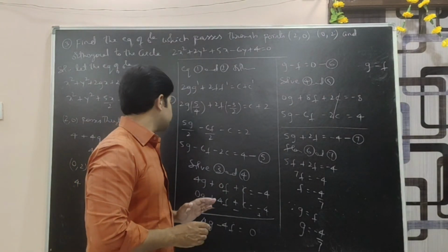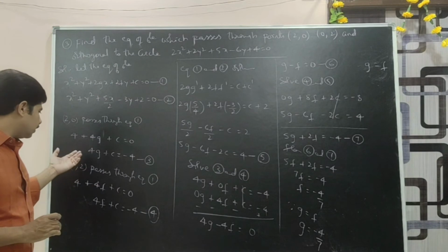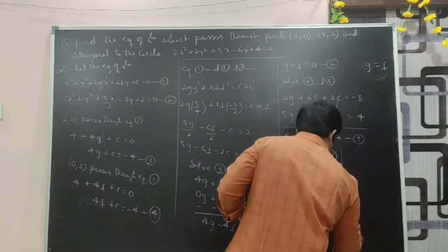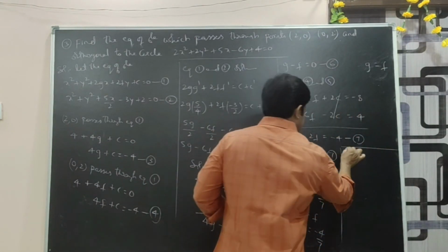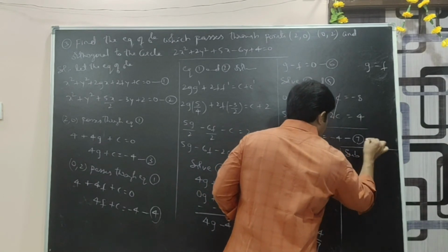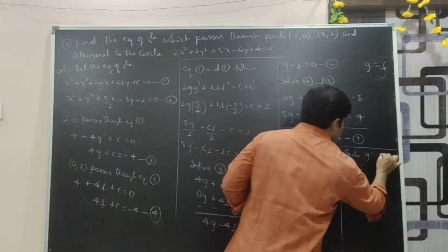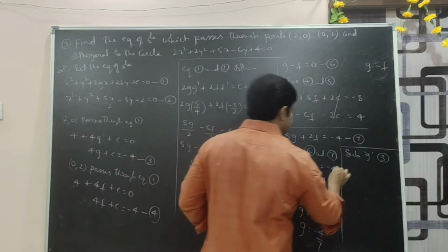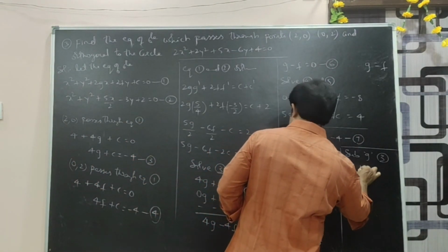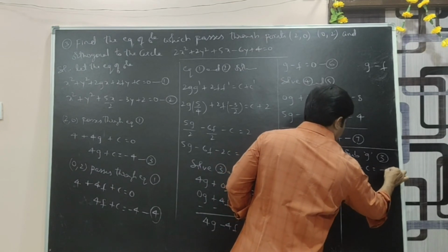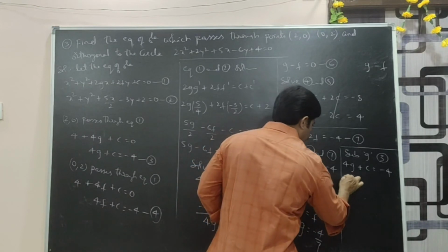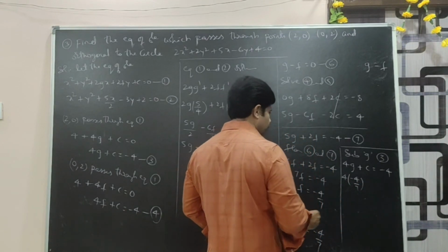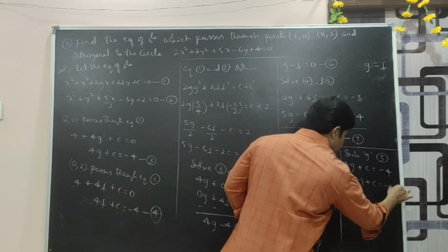Now we need to find the value of c. So I'll take one equation, either 3 or 4, anyone. I'll do it here to complete it. Substitute the g value in equation 3 so that I can get the c value. What is equation 3? It is 4g plus c is equal to minus 4. So I am substituting 4 into the g value, minus 4 by 7, plus c is equal to minus 4.